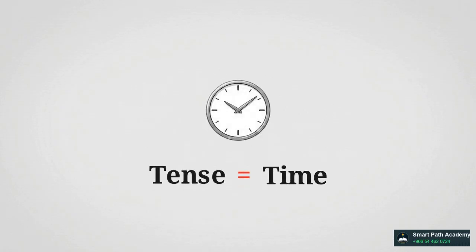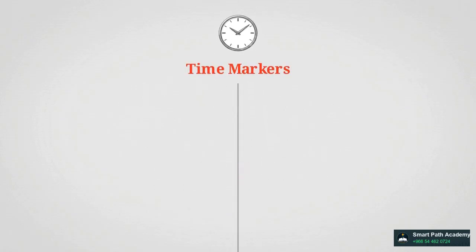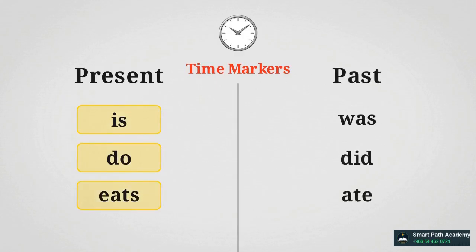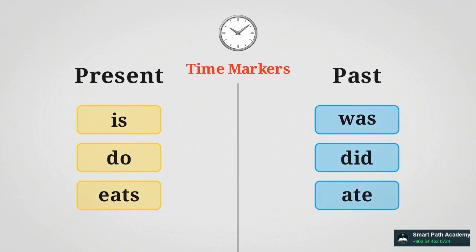Tense is simply your indicator of time. To find it, scan the sentence for specific markers. Words like is, do, or eats tell you it is in the present. Words like was, did, or ate fix it in the past.